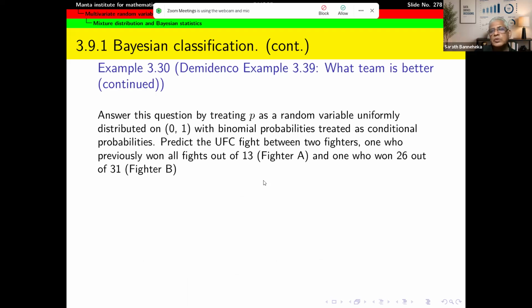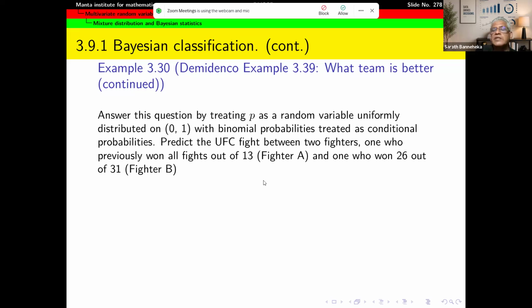So to continue, before we come into the next topic, I will look at one more example here, very similar to the previous one. Here we are going to look at two fighters. We know some information about their previous fights. Fighter A has won 13 out of 13 fights, and fighter B has won 26 fights out of 31 fights.